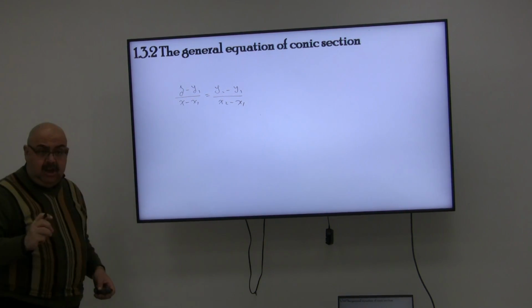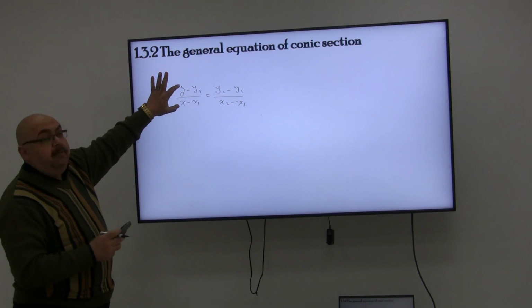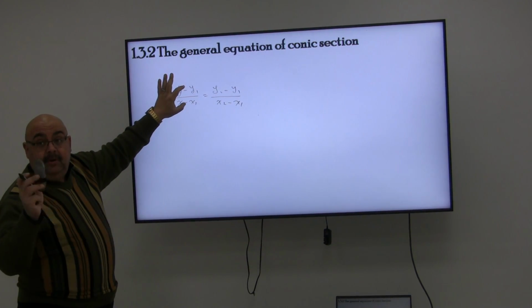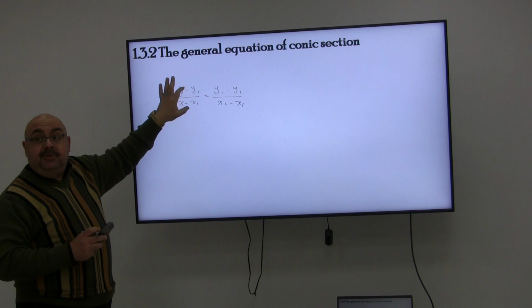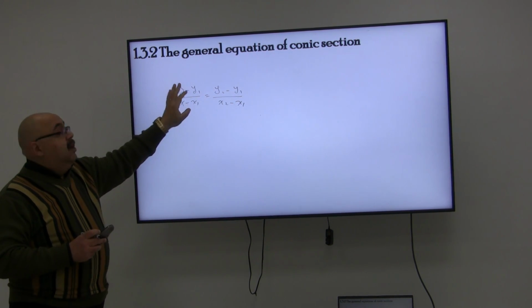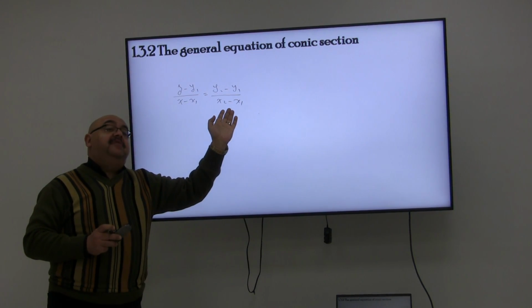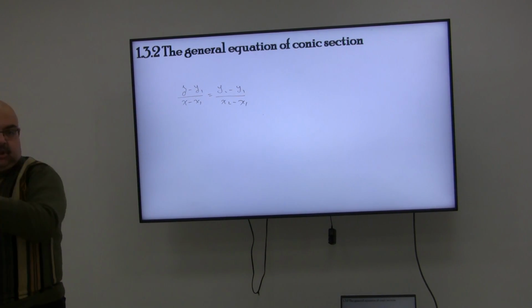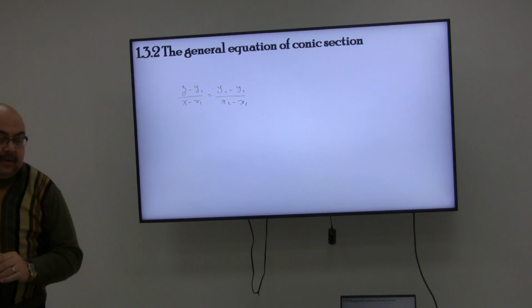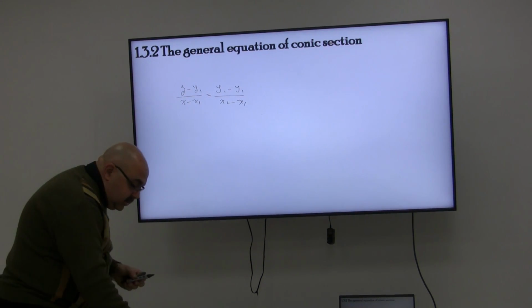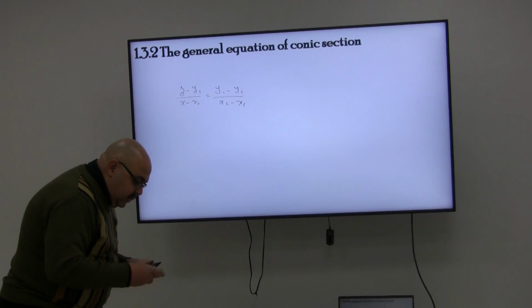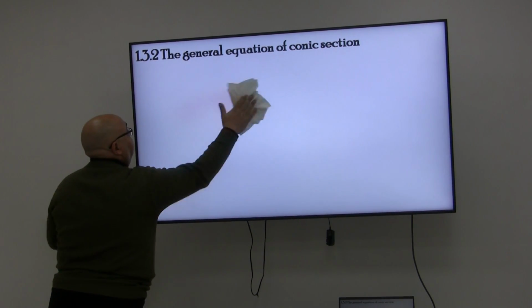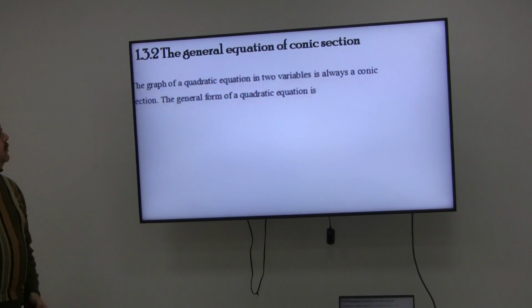What you are saying here is, if I have the moving point, which is x and y, and I get a gradient between this point and the fixed one, and put it equal to another fixed gradient, then you will have an equation of a straight line. A moving point, but just moving on a straight line. This is the main concept, as I told you, of analytic geometry. We will go through this plenty of times when we are going through the various shapes.